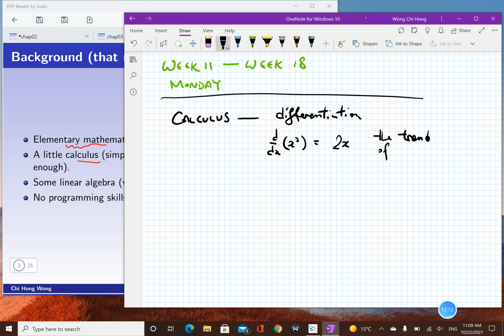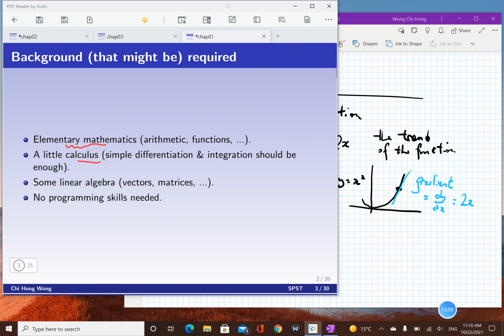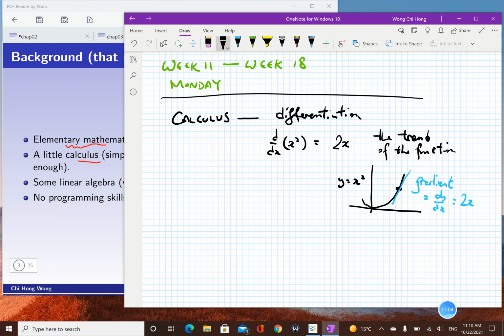The trend of the function. If you look at graphs, then it will be the gradient or slope. So if I call this function y equals x squared, you need to know something like this. And of course, we need some calculus, differentiation, and we also will have to be able to do some integration.